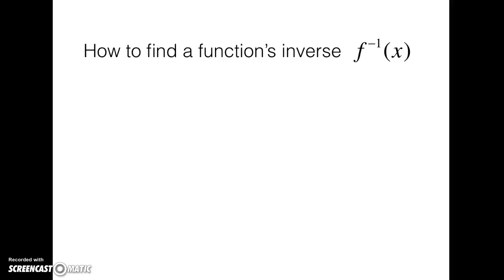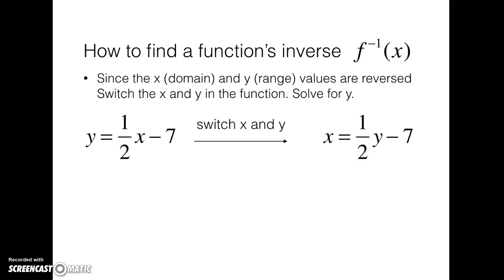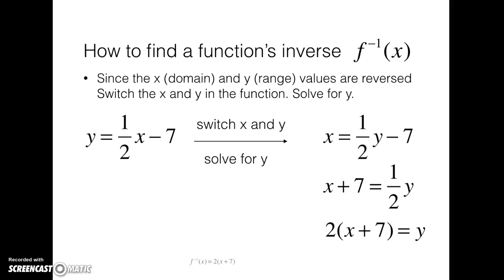How to find the inverse functions? Since the x and y values are reversed, all you have to do is switch the x and y in the function and then solve for y. So we have y equals 1/2 x minus 7. Switch the x and y's. And then you're going to do opposite operations to solve for y. So you add 7 to both sides, and then you need to multiply by 2. Your final inverse function is 2 parentheses x plus 7.